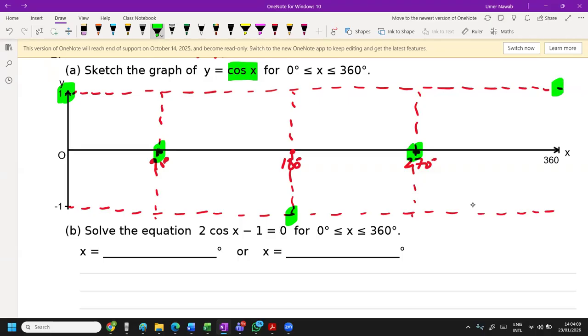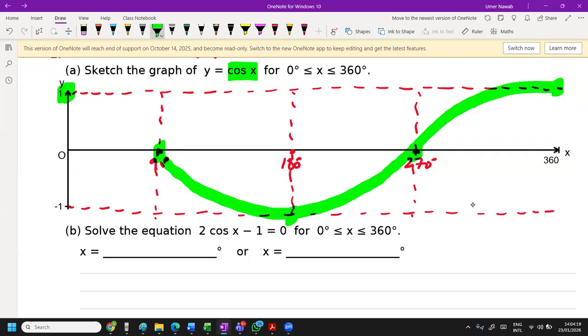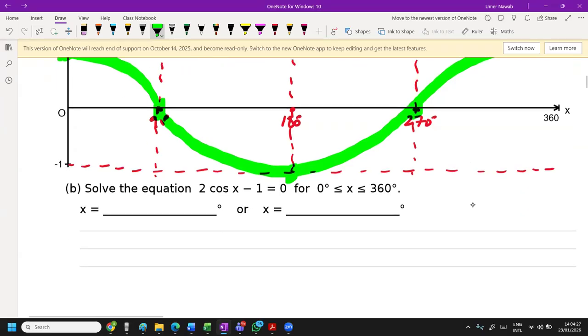Now I'm ready to draw the graph. First, finish it from 90 to 270. It's like a half wave. Then you need to draw the graph like this, concave down. And from here also, concave down. So like a necklace, the cosine graph is drawn.